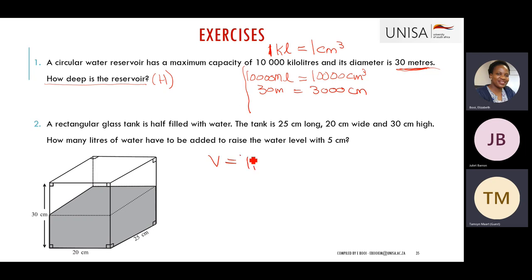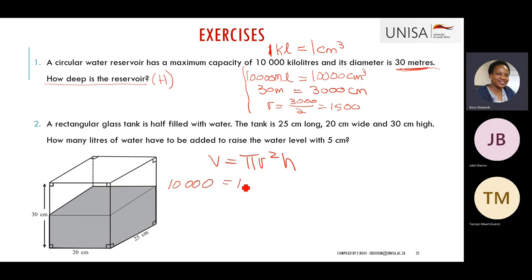So V is equal to pi r squared times height. Sorry for interrupting. Because the diameter is 30 meters and we get it as 3,000 centimeters, do we divide it by 2? Yes, because we need to find the radius. So the radius will be 3,000 divided by 2, which is 1,500. And then now we are told what the capacity is. It's 10,000. We're going to use the same unit. So it's 10,000 cubic meters. So 10,000 is equal to pi times 1,500 squared times h, and h is what we don't know.